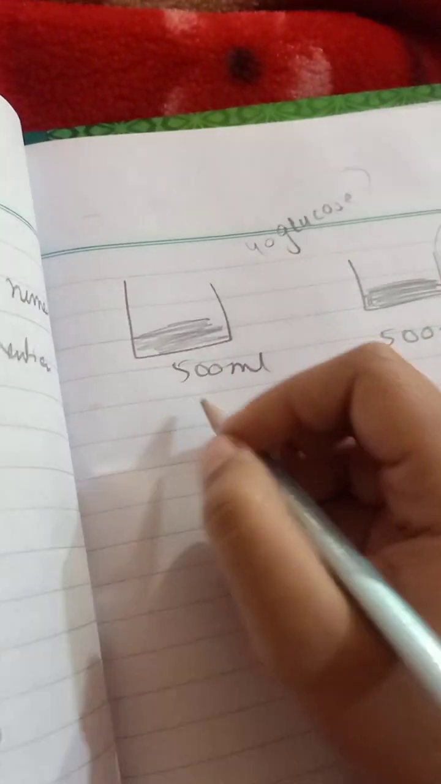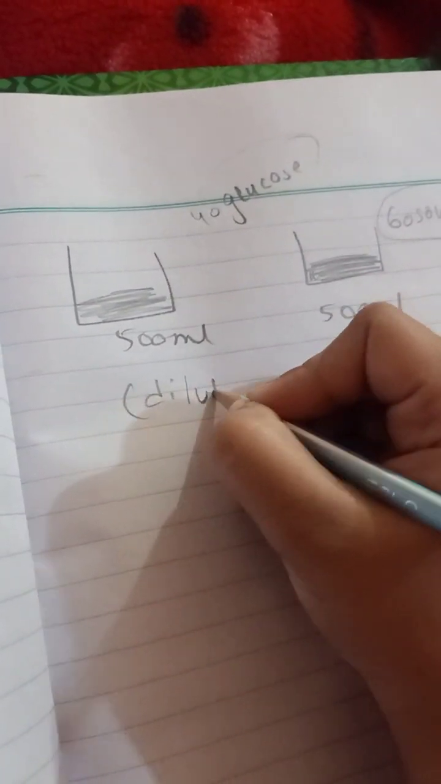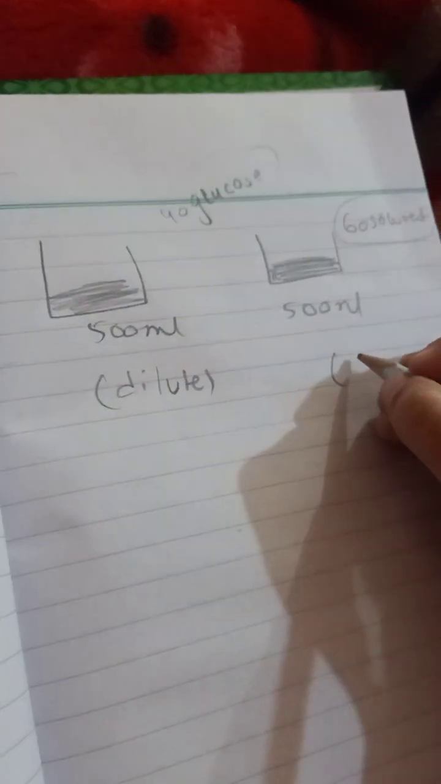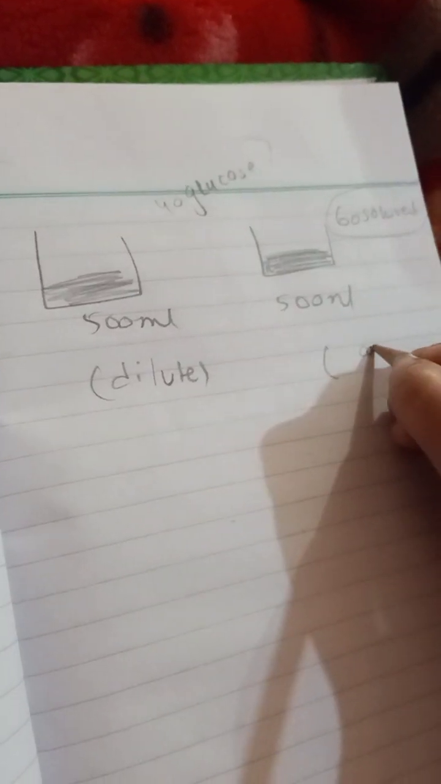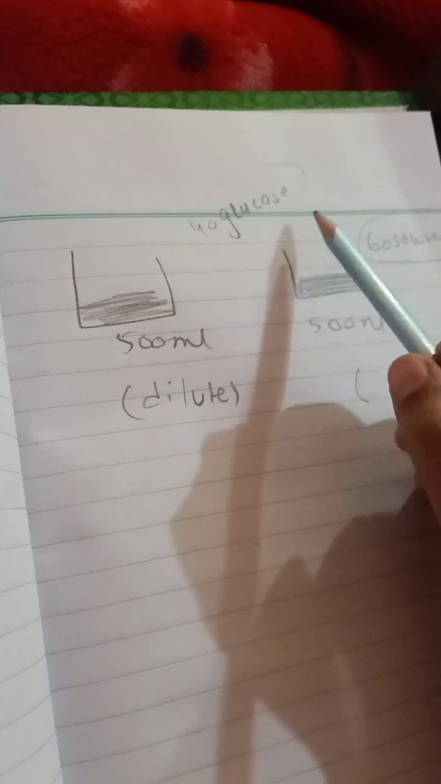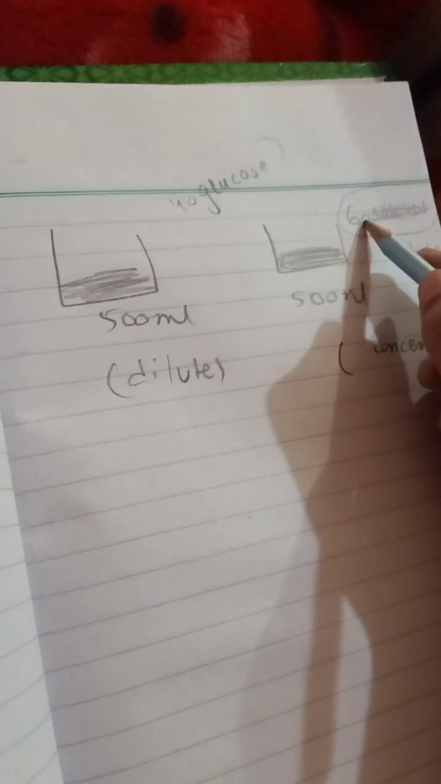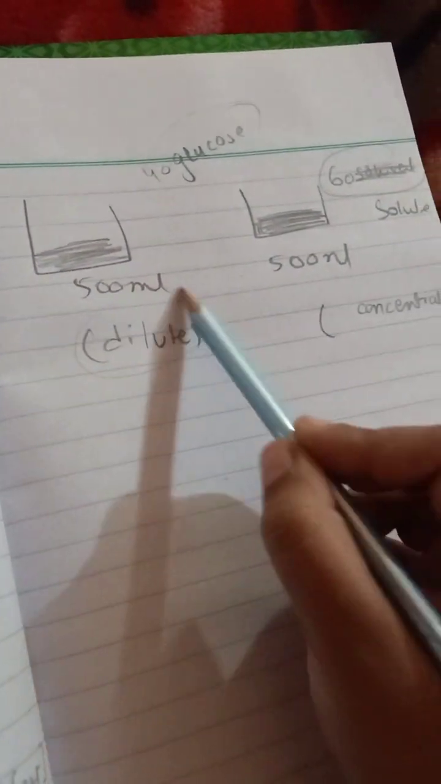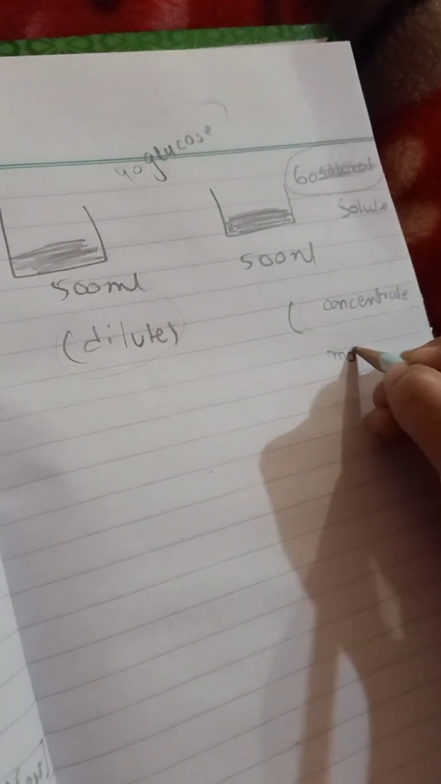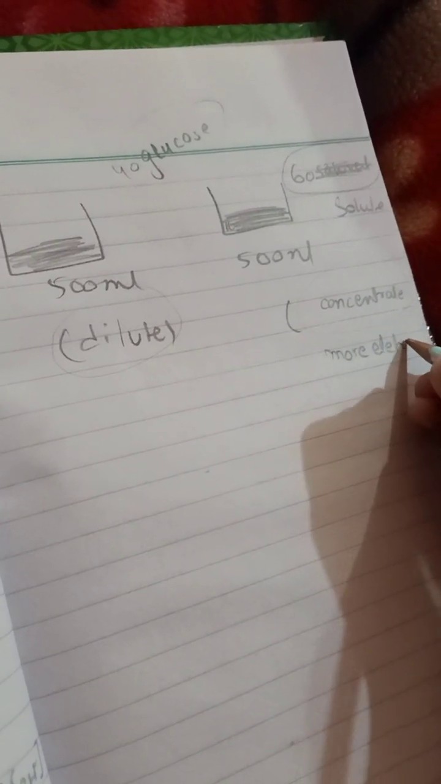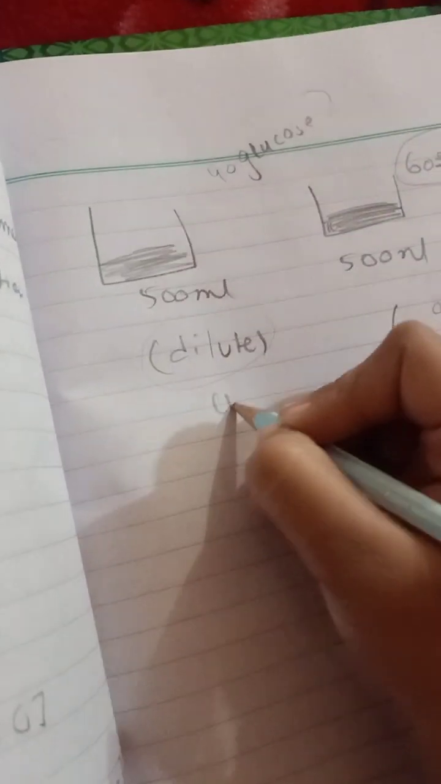So this will be the dilute solution because the solute is less, and this will be the concentrated solution, because here we are having more glucose solute. Here we are having 40 glucose, here we are having 60 glucose. So this will be the dilute solution, and this will be the concentrated solution. So this will be more electrolyte, and this will be less electrolyte.